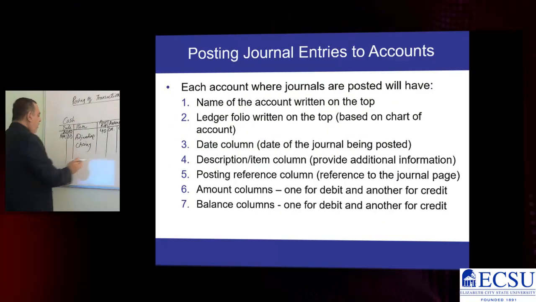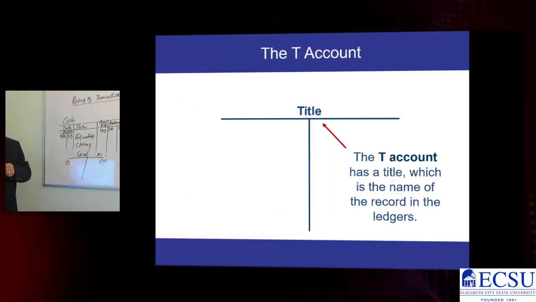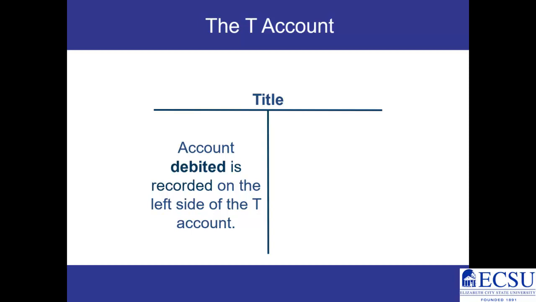Now the ledger also can be a T-shaped ledger, and you'll have to understand that as well. On the top I'll write cash and 101, and all entries debited I'll write on the left hand side, and all accounts that credit cash will be on the credit side. So that's another way of doing it. This is the T account, as I said. On the top, you're going to write the title of the account, so in this example, cash account. And then on the debits, on the left hand side, I'm going to write the account that is debited.